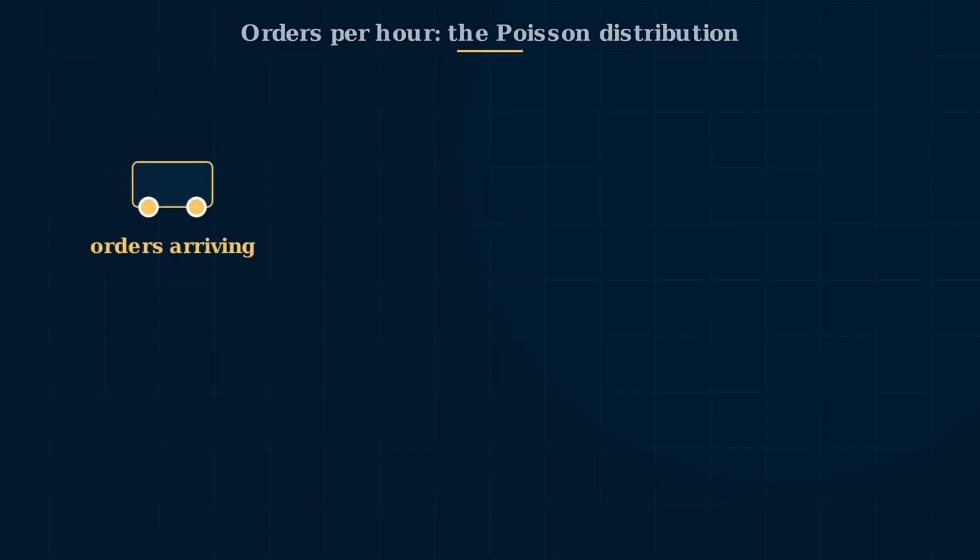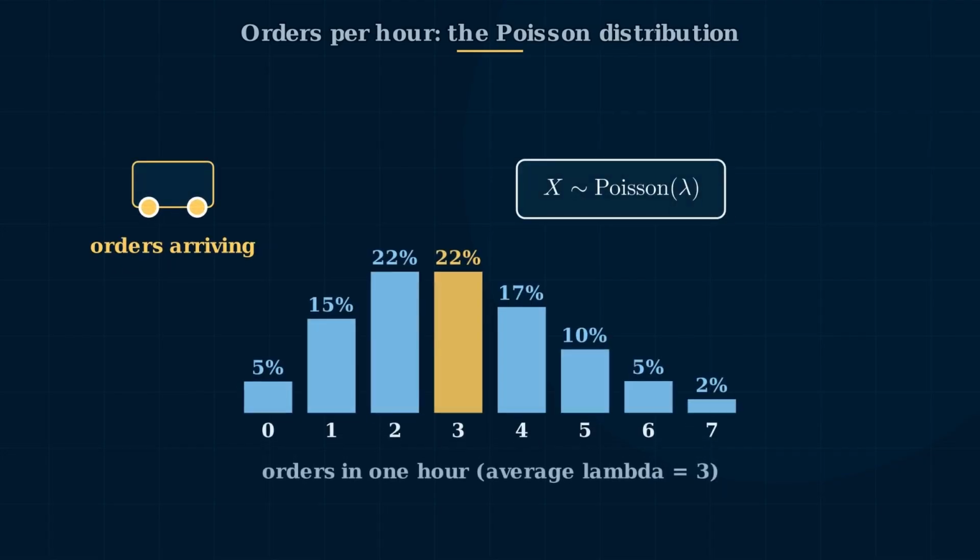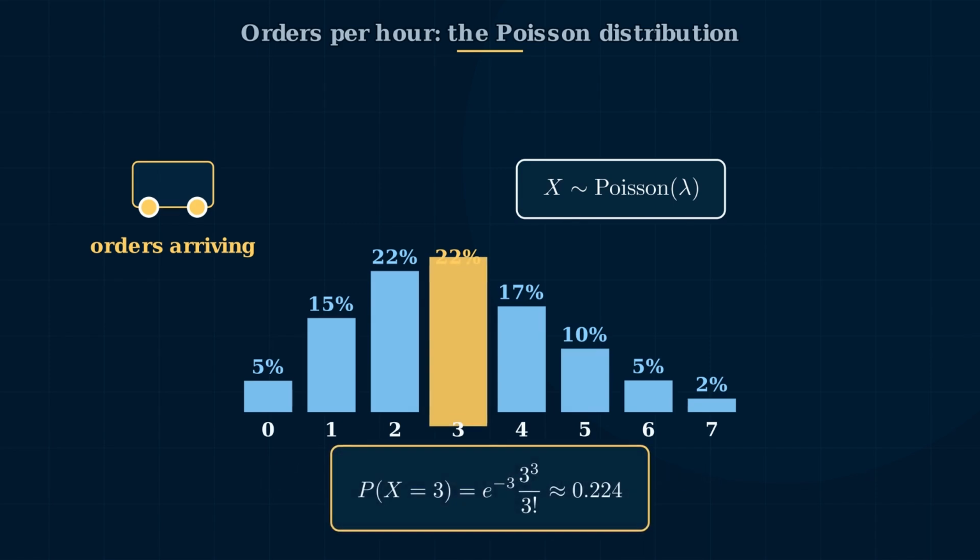Suppose the store receives an average of 3 orders per hour. The Poisson distribution models how many events occur in a fixed window when events arrive independently at a stable average rate lambda. Its probability mass function is e to the minus lambda times lambda to the k divided by k factorial. With lambda equal to 3, the probability of exactly 3 orders is e to the minus 3 times 3 cubed over 3 factorial, about 0.224.